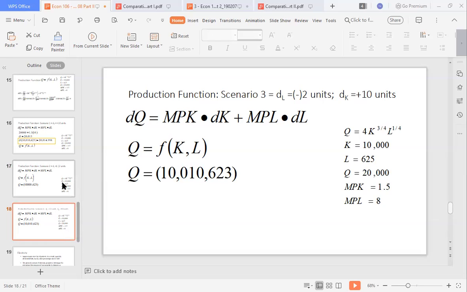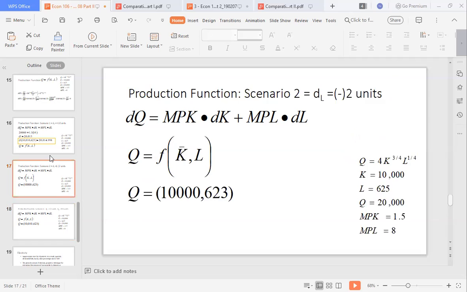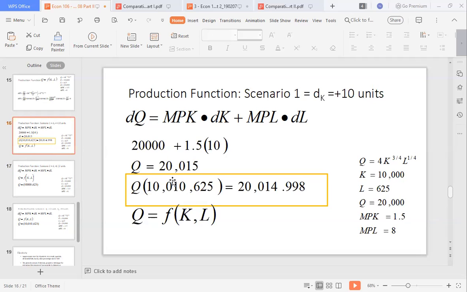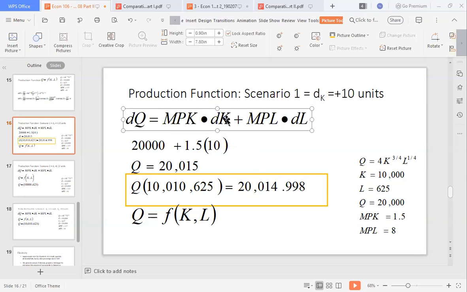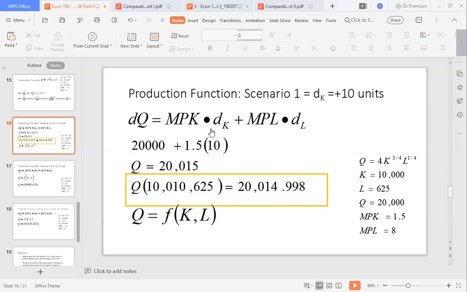May tanong po ako. Yes. Ma'am, yung MPK po ba, yun ba yung 1.5 times 10 or is it the 20,000? Yung 1.5 times 10, is that MPK or DK? Okay. 1.5 is MPK, and then 10 is DK. DK. I'll correct myself. Thank you for that. This is supposed to be this one, and then also this one. Is that clear already?